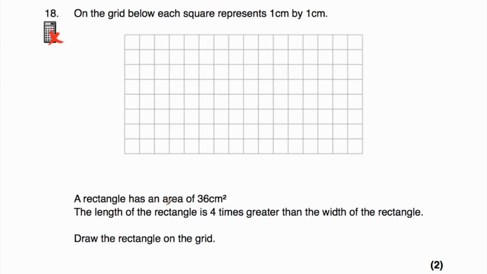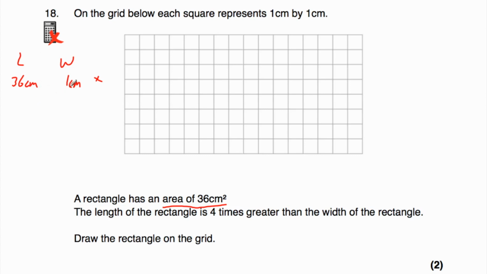So we're told that the area of the rectangle is 36 centimetres squared. So we want to find a rectangle when we do the length times the width that will give us an area of 36 centimetres squared. So if we had a length of 36 centimetres and a width of 1 centimetre, if we times those together, we would get 36 centimetres squared. But we're told the length of the rectangle is 4 times greater than the width. But here you can see the length is much more than 4 times bigger than the width. It's actually 36 times bigger, so that wouldn't work.